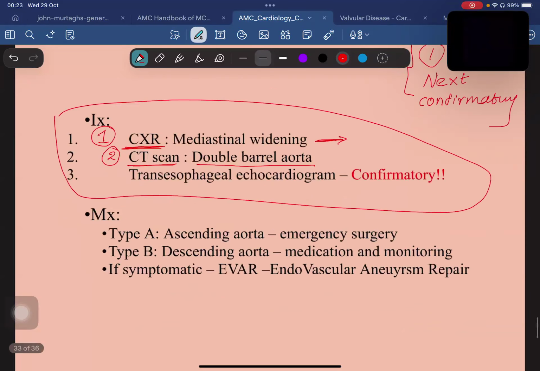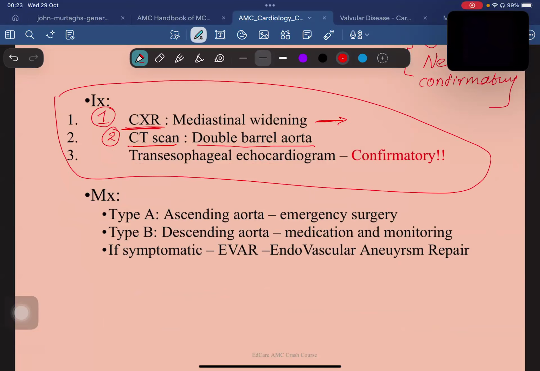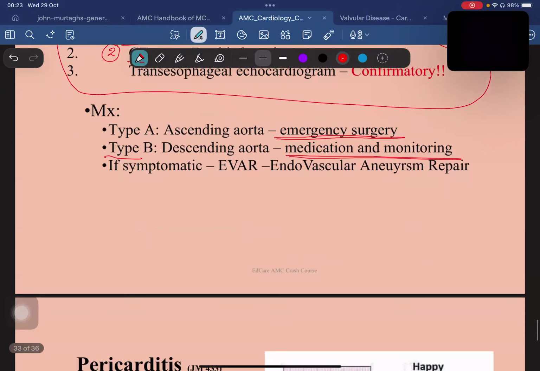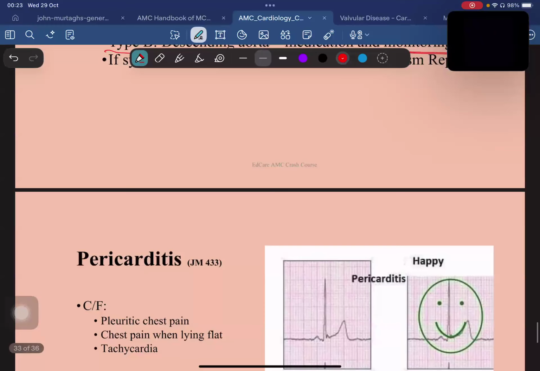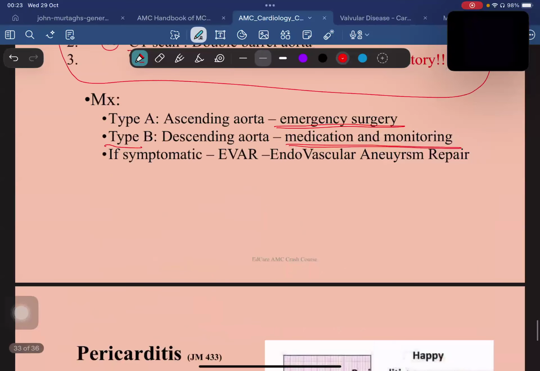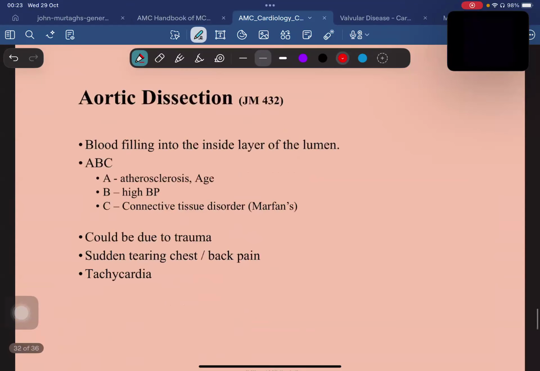The investigations, and then when it comes to management, you would want to remember that for type A, the ascending aorta, you would go for emergency surgery, and for type B, the descending aorta, you could go for medication and monitoring. And if the patient is symptomatic, you would go with endovascular aneurysm repair, EVAR, what you call it. And then we are pretty much at the last miscellaneous topic.